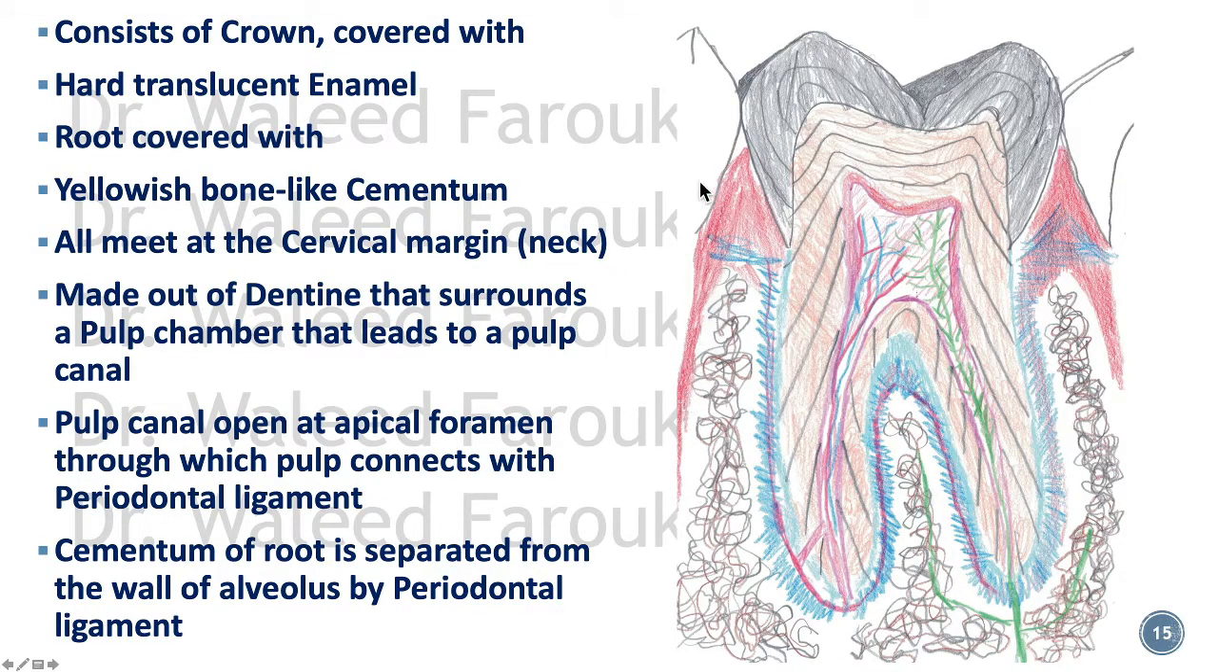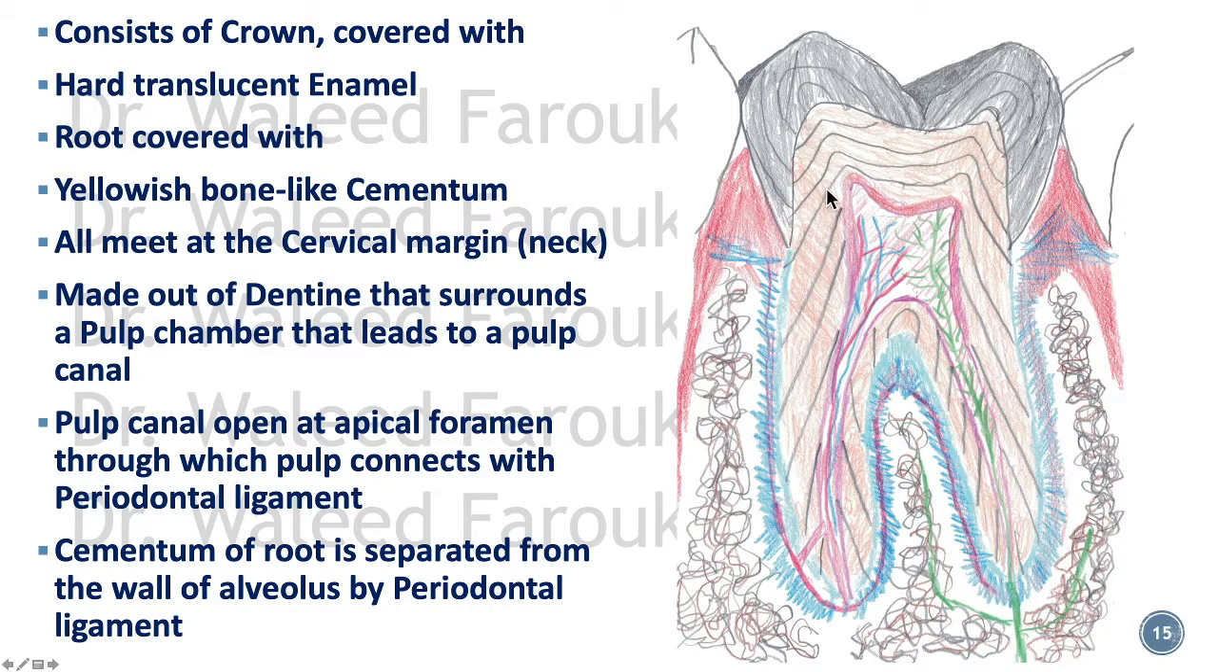For each tooth, it has an upper part called the crown, which is made up of translucent enamel. It has a central core, which is the dentin. See all this orange stuff? Dentin. It has roots. Now the roots meet the crown at the cervical margin. This cervical margin, or the neck of the tooth.